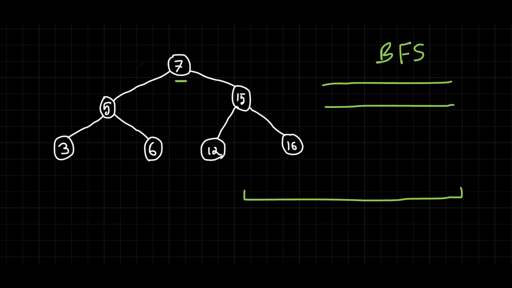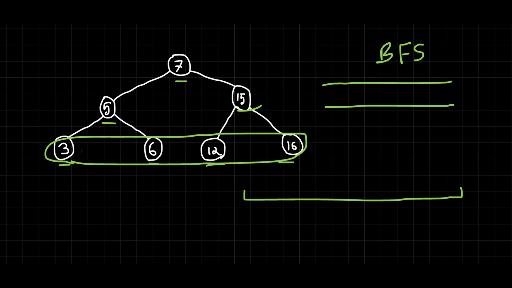The root is 7, which has two children, which is 5 and 15. 5 also has two children, which is 3 and 6. And 15 also has two children, which is 12 and 16. Now here, these 3, 6, 12 and 16 are the deepest level. So here we have to return the lowest common ancestor of this deepest level. So what is the lowest common ancestor of this deepest level? It is node 7.